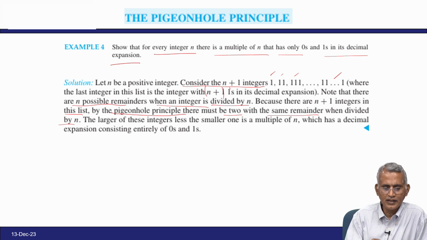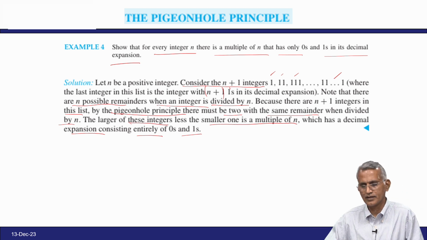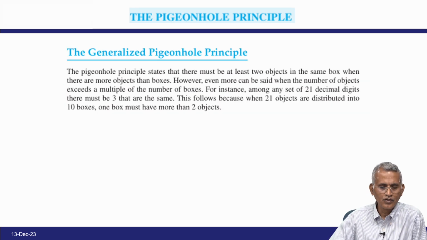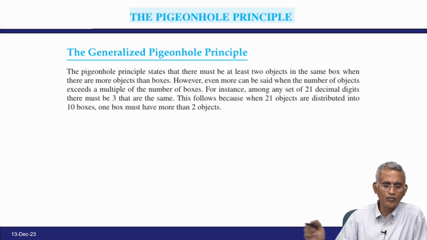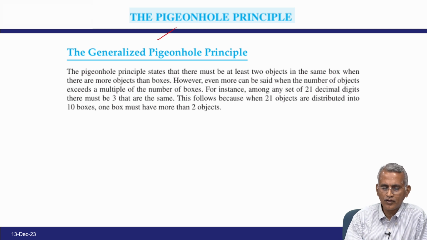The larger of these integers minus the smaller one is a multiple of n, which has a decimal expansion consisting entirely of zeros and ones. So, this shows that for every integer n there is a multiple of n that has only zeros and ones in its decimal expansion. Now, let us discuss the most generalized form of the pigeonhole principle.